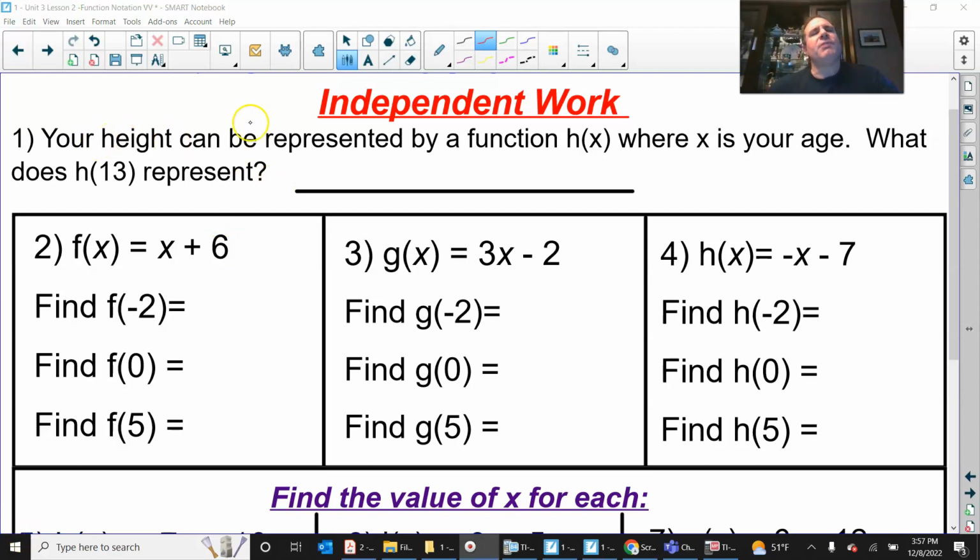So number one says your height can be represented by function h of x, where x is your age. And obviously I put 13. x is the age, so h of 13. So really what they want there is your height. So let's just say you're 5'4".